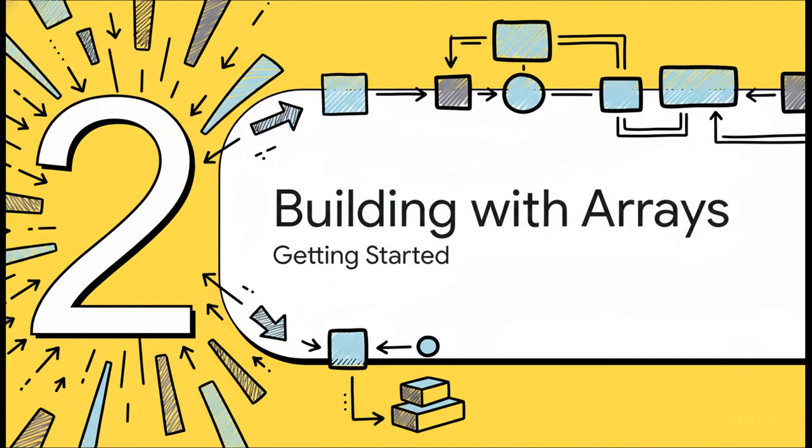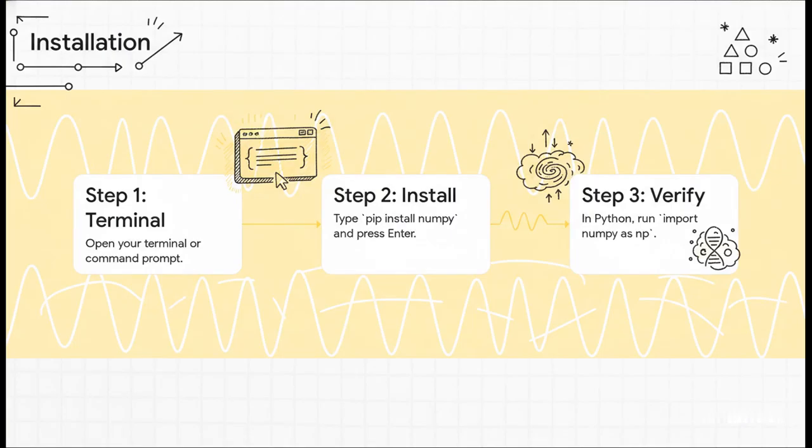All right, so we get why NumPy is so much faster, it's efficient, but how do we actually start using it? Well, that's exactly what we're going to cover next. Let's start building with NumPy arrays. Getting started is just ridiculously easy. Seriously, pop open your terminal and type one single command: pip install numpy. And that's it, you're done.